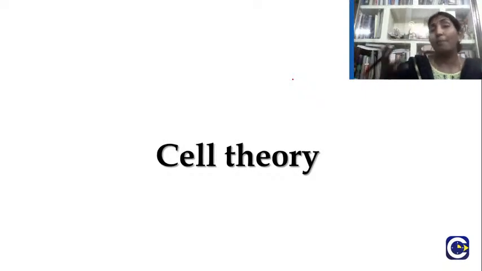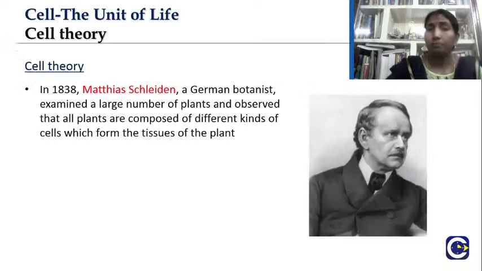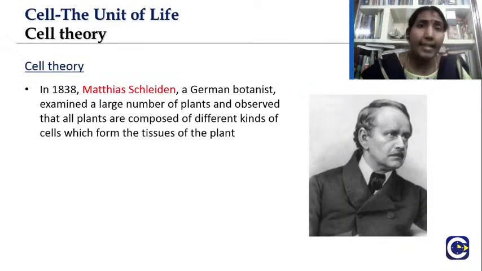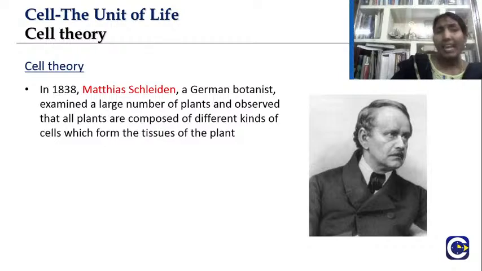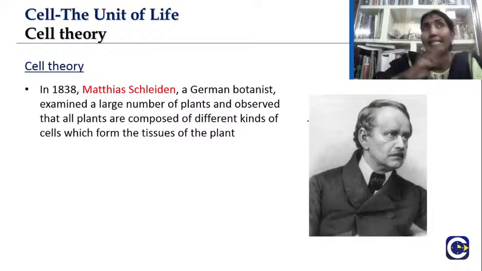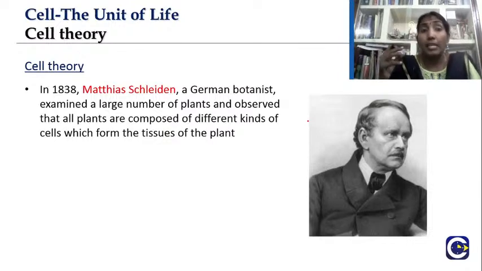Okay, with that, I'm going to now welcome future researchers, future budding biologists, and now we will start with the topic of cell theory. Now, cell theory, when I say theory, it was a hypothesis which was put forth by two pioneers called Schleiden and Schwann. It was in 1838, there was Matthias Schleiden. He was a German botanist. He actually had a habit of examining a number of plants, and he found that different kinds of cells form the tissues of the plant.